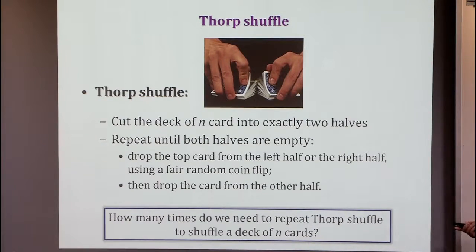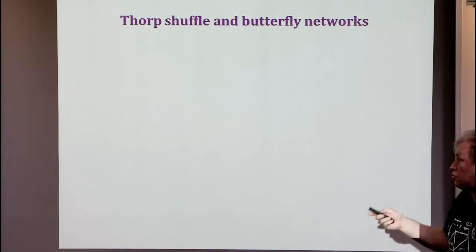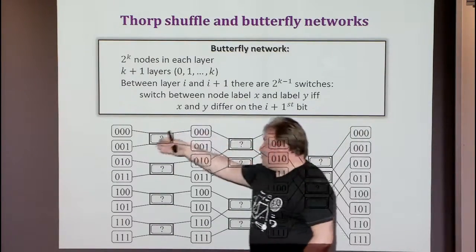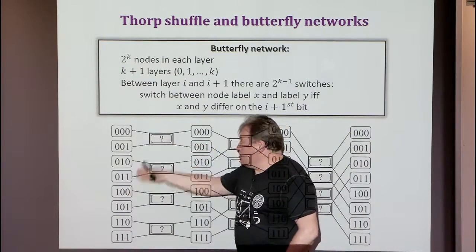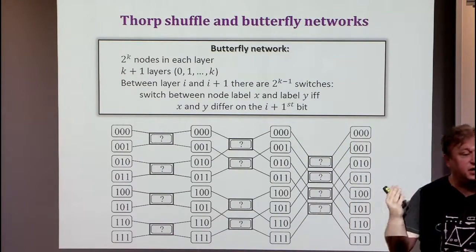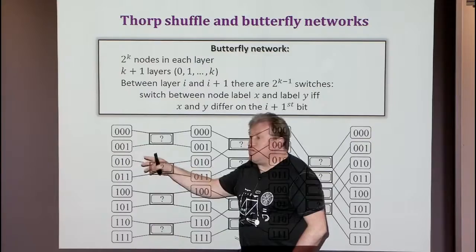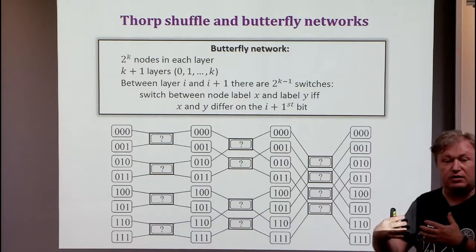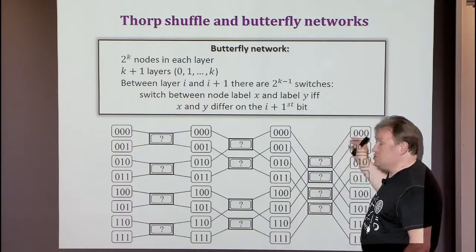Now, there is a very close relation between the Thorp shuffle and butterfly networks. I don't know if you know butterfly networks. They look like that. You have 2^k inputs, so on every layer you have 2^k nodes, labeled with the binary representation of numbers from 0 to 2^k minus 1. On layer 1, you have a switch between 2 elements whose last bit differs by 1. On layer 2, you have a switch between 2 elements whose second last bit differs by 1, and so on and so forth.